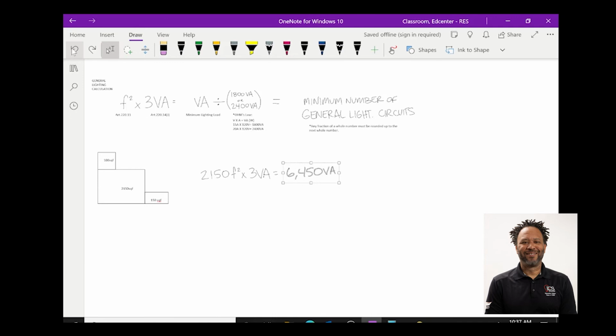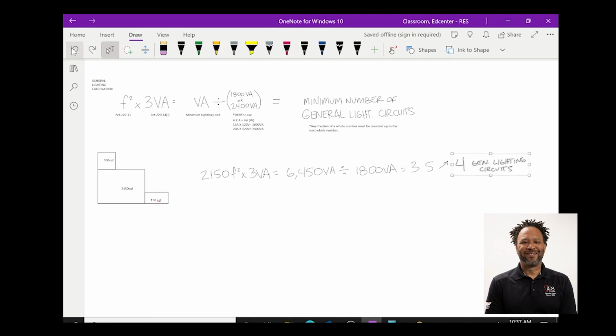For this first example, we are going to apply 15 amp general lighting circuits to this home. So we would then divide that 6,450 by 1,800 volt amps. Once again, applying the Ohm's law. And the answer there would give us a 3.5 for minimum number of general lighting circuits. That decimal of 0.5, we must round up to the next whole number. So our answer is we need a minimum of 4 general lighting circuits at 15 amps for this home.